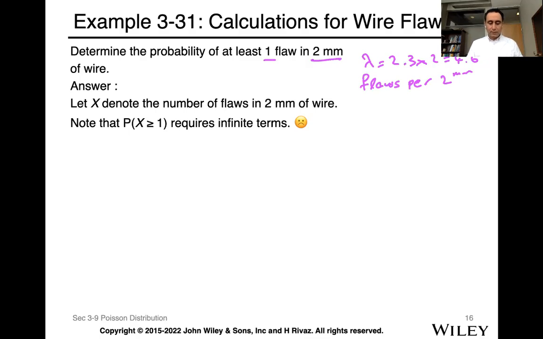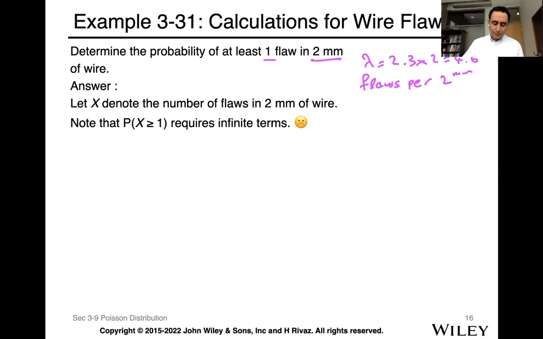That means that X can be 1, 2, 3, 4, all the way to infinity. Now, this requires an infinite sum. Any ideas what we can do to avoid this infinite sum? Calculate the probability of 0 flaws and then 1 minus that. Exactly. Sometimes the complement is easier to calculate.